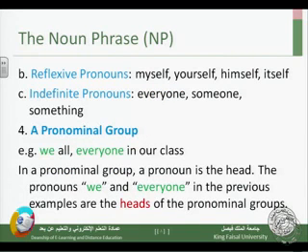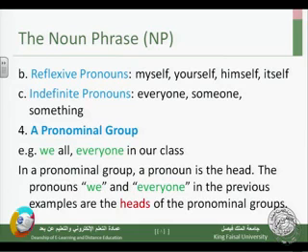The second type is reflexive pronouns. Some examples of reflexive pronouns are myself, yourself, himself, and itself. When I say I did this myself, this is a reflexive pronoun. It refers to the subject. It goes back to the subject of the sentence. So I did this myself. Myself refers to the speaker, I. These are called reflexive pronouns.